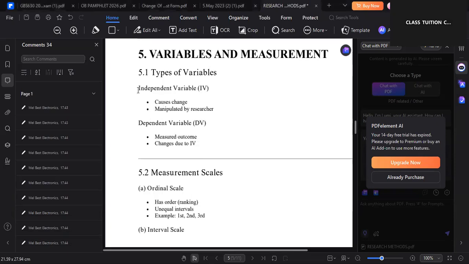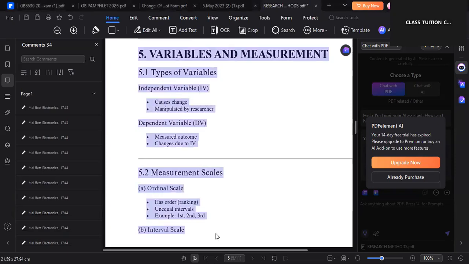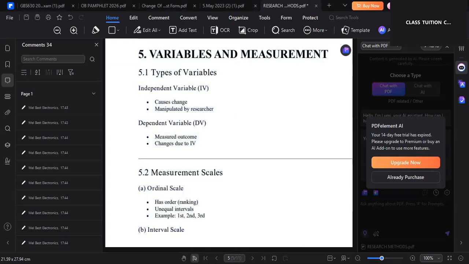Then we also have the element of variables and measurement. This is where your SPSS part comes in. Of course, you may not be asked to do SPSS, how to enter data, but at least you must have an idea of SPSS.